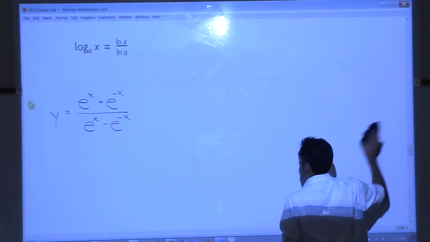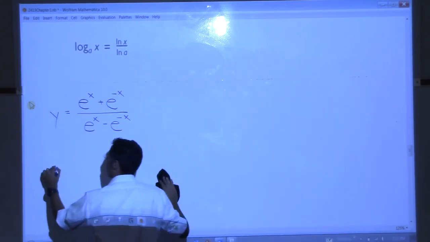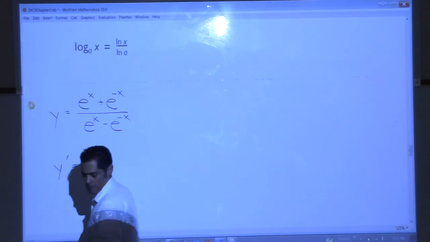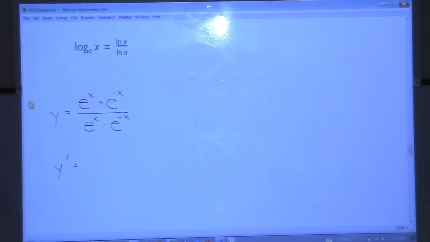I want us to take the derivative of this. All right. So what do you see happening here? I know it looks terrible, but it's not as bad as it looks. What's that? Quotient rule, right?